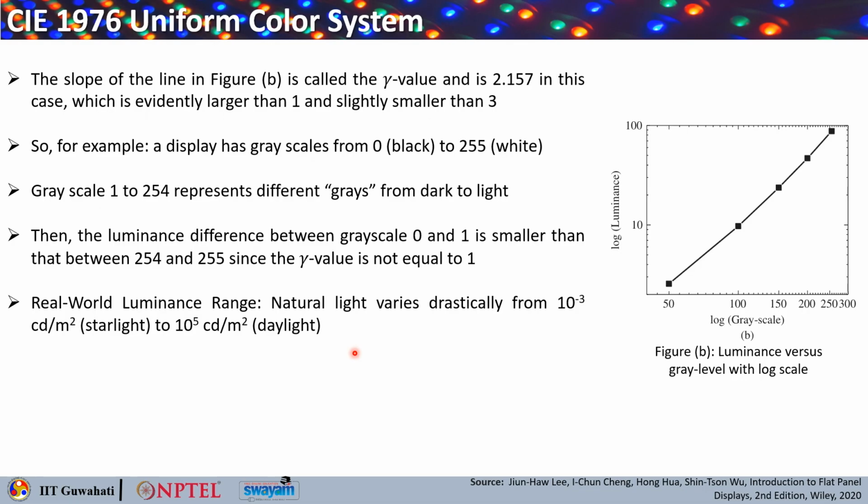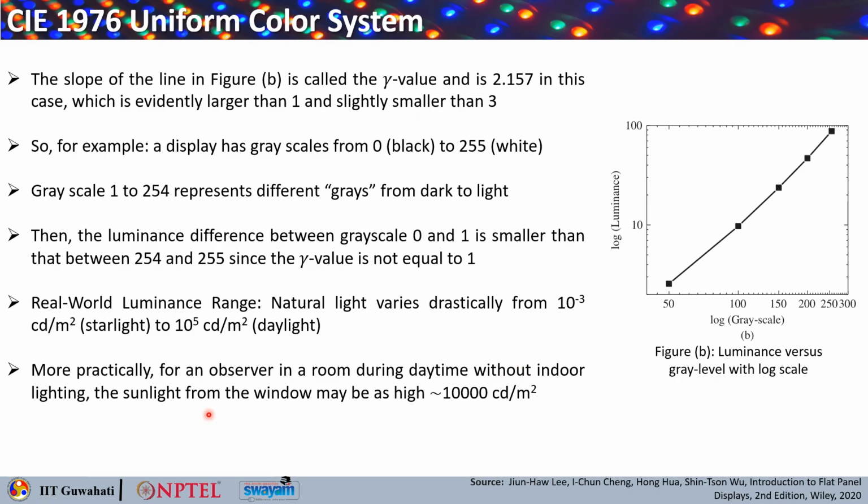So, what is the real world luminance range? So, the natural light typically varies drastically from 10 to the minus 3, that is very low luminance. So, that is in candela per meter square. This is typically for the light that comes from stars. Okay. To 10 to the power 5 candela per meter square, that is in the broad daylight. So, you can see the range of variation, that is really big. So, more practically, these are like very extremes.